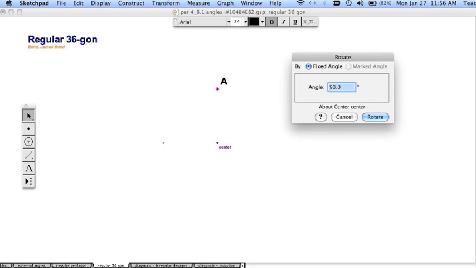Give me a number that's a factor of 360. 30? All right, I've got 360 degrees divided by, and I want 36 divisions of 360 degrees. 10.